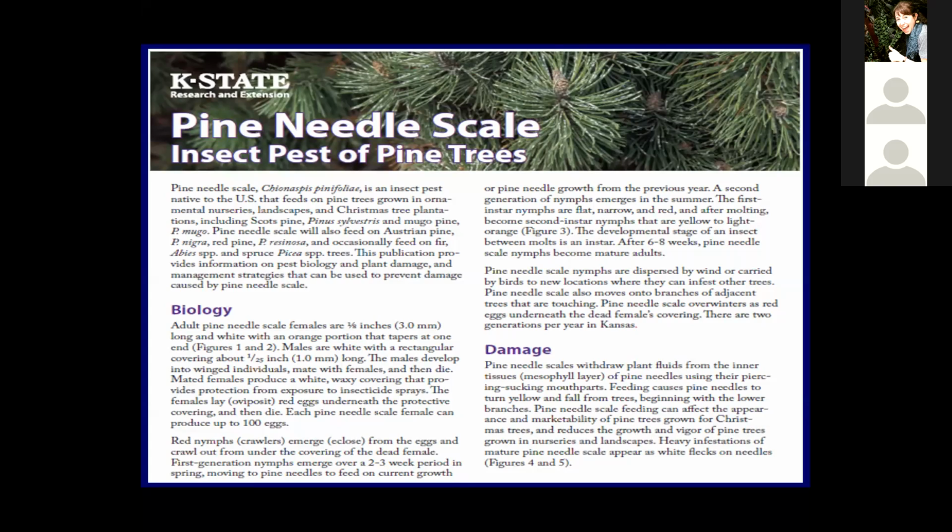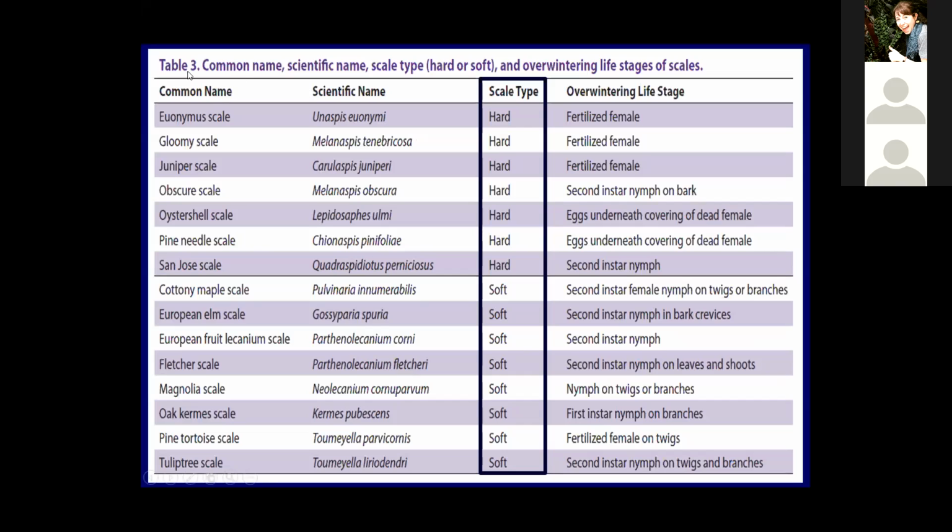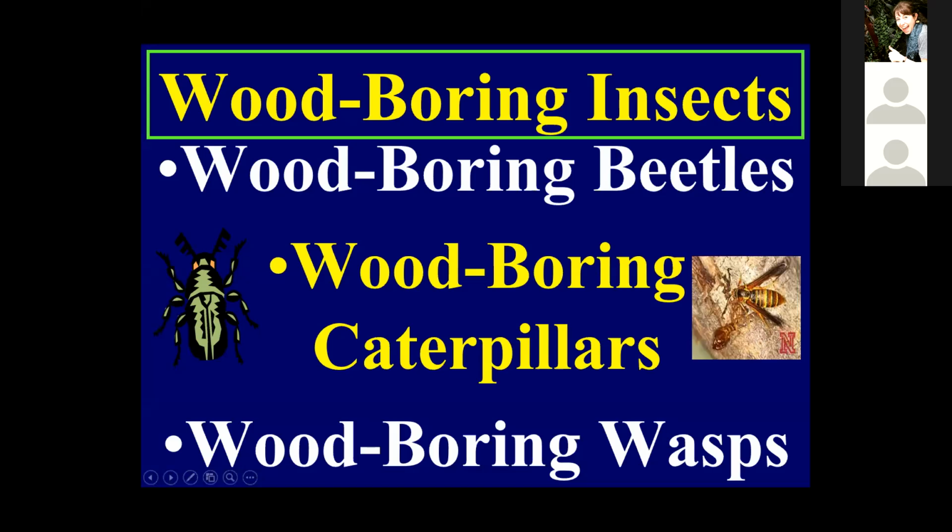So I wanted to just give you sort of a cursory overview of scales because they are major pests of landscape plants. And another extension publication I developed is sort of a general overview of scale insect pests. And in there you will find a listing, table 3, and it has all the hard scales and all the soft scales that are commonly encountered on trees and shrubs and landscapes in Kansas. Okay, got that? Now let's move into wood-boring insects.